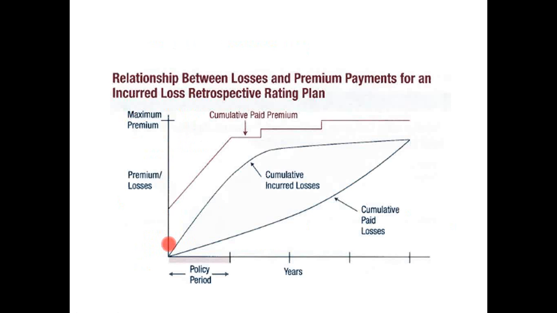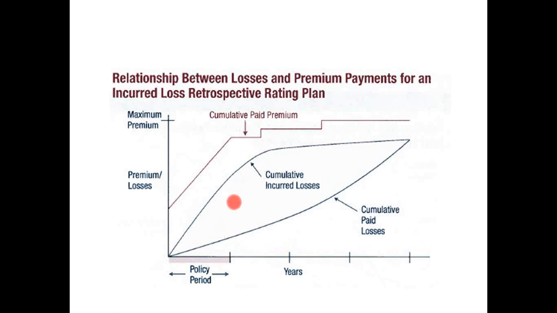So here's what it would look like with these two examples. This is a loss between losses and premium payments for an incurred loss program. This is the most common. You can see that under cumulative loss, the first year I'm going to be paying this much. Well, as we know with a typical workers' comp program, the reserves and everything might be up here. So this is reserved and paid, but what I actually paid is probably down here.